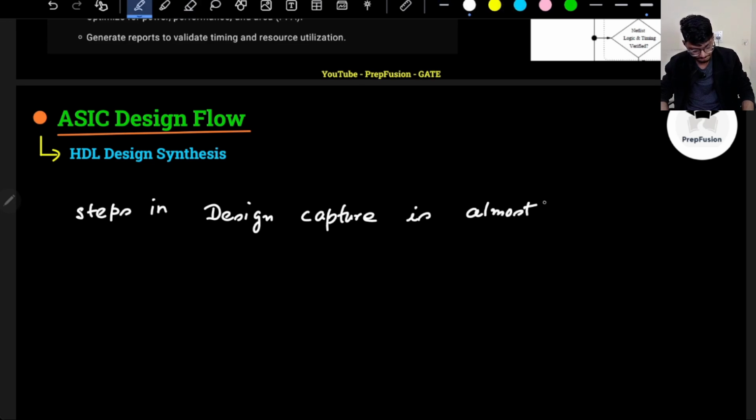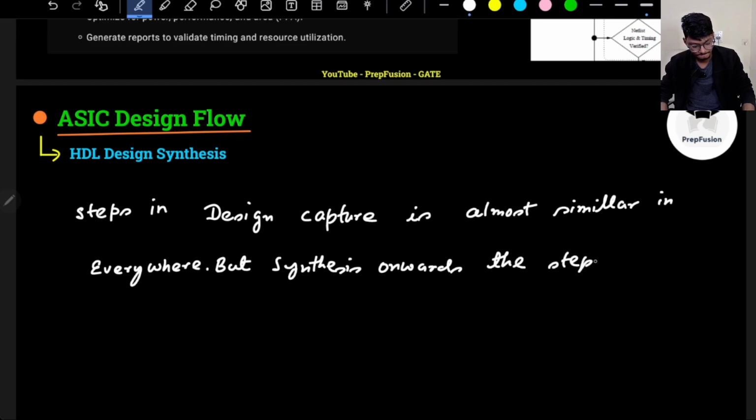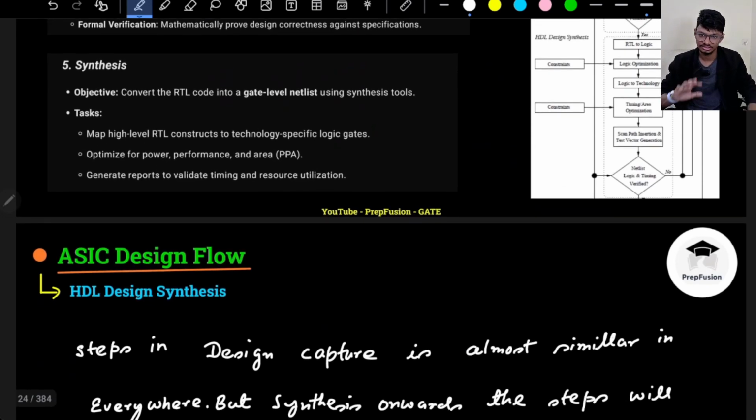Almost similar everywhere. Okay, but from synthesis onwards, the steps will change. That's why I will not discuss those steps. I will ignore those steps for now, because I just wanted to give you a basic overview. That's it, nothing else, just a basic overview.